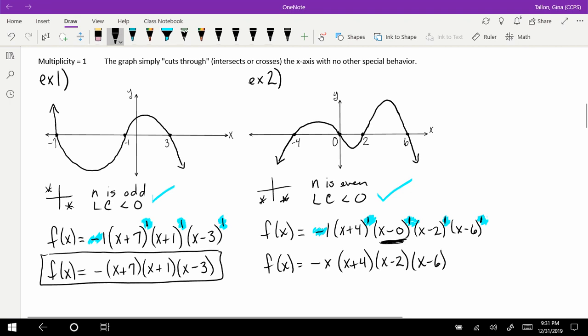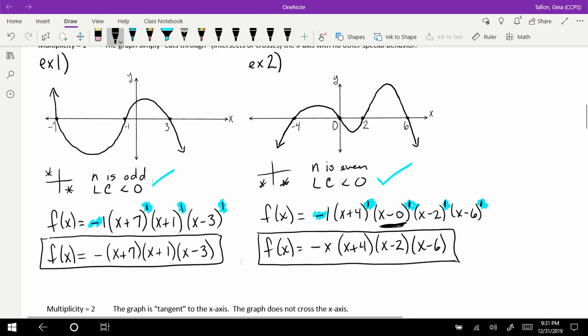Okay, so I think we're pretty good to go here. Pretty much good to go. And this would be the equation of my f of x. I would most likely make you go a little bit further, but I just want to talk about multiplicities right now, so we're just going to move on.